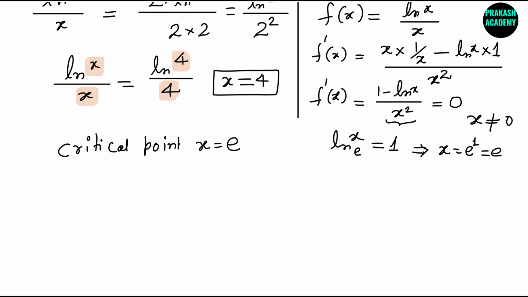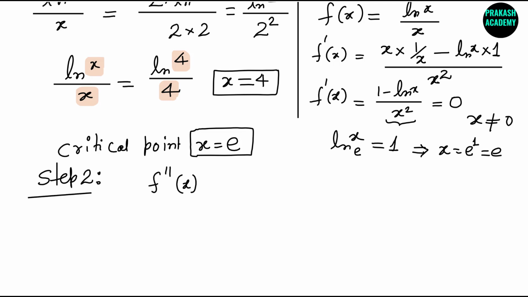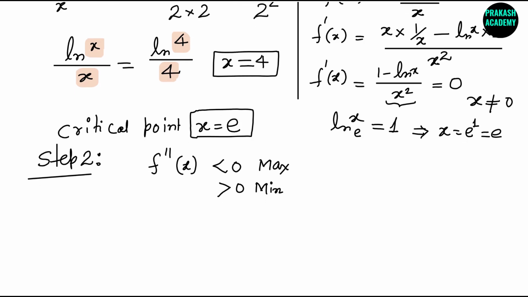Now we need to find whether this is a maxima or minima. So at x equals to e, you will have maxima or minima. So that is the second step. In step 2, you have to find f double dash x. If f double dash x is less than 0, then you will have a maxima. And if f double dash x is greater than 0 at the critical point, in this case the critical point is x equals to e, then you will have minima.